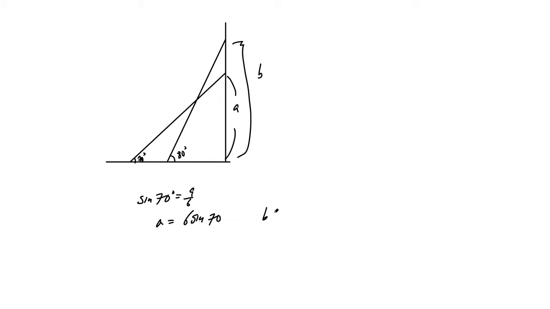And similarly for B, it's just going to be 6 times sine of 80. This is the max, this is the minimum. This is the minimum height, and this is the max height. That's for part A. For part B, if we have a 12-meter, okay, and it reaches 11.5, so is it safe?